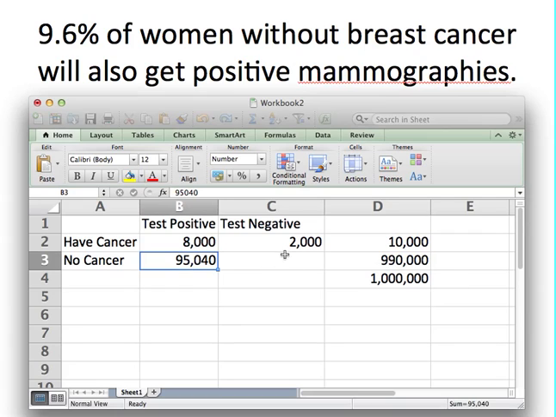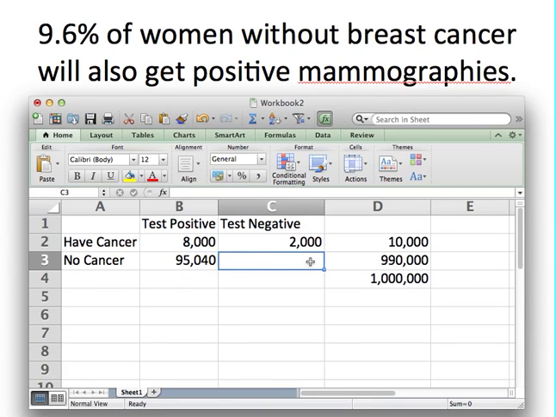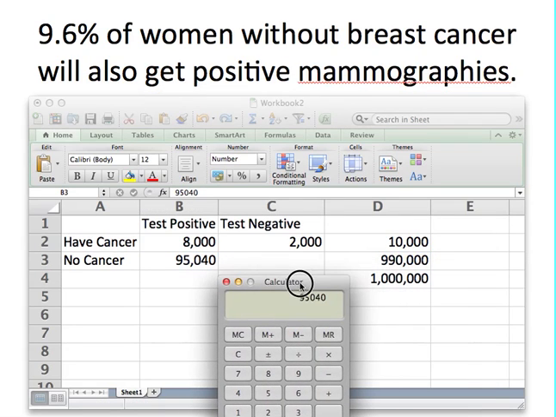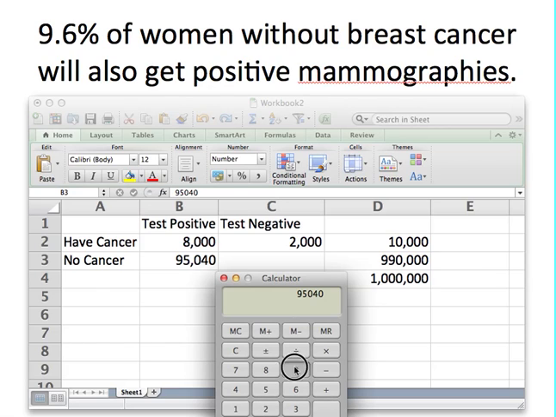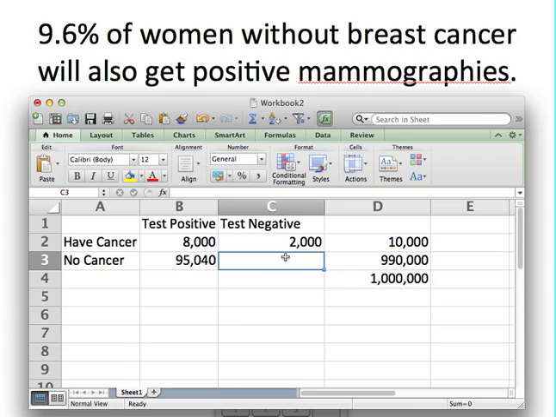And that means that this last one right here we know is going to be this number minus this number. So let's pull the calculator in again. That's 990,000 minus 95,040, which is 894,960. Okay, so we just made up that 1 million number.